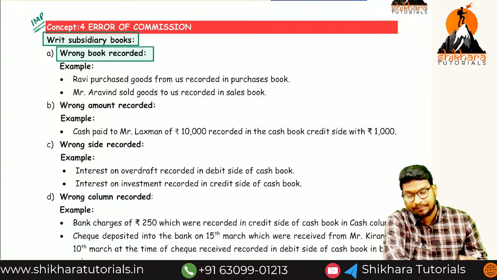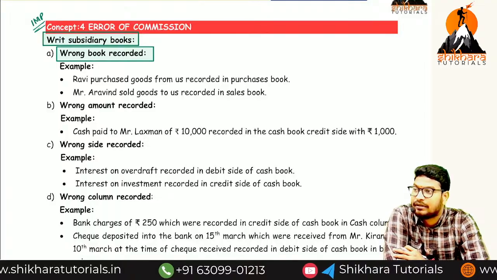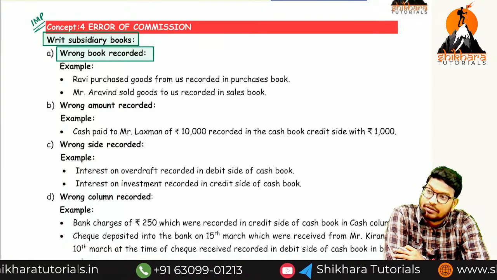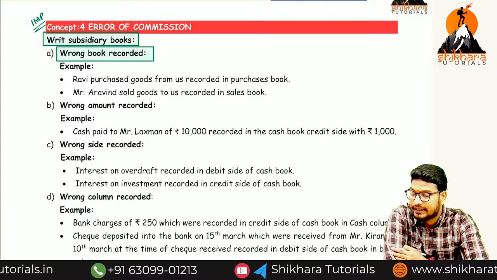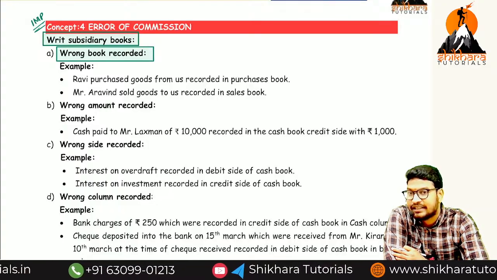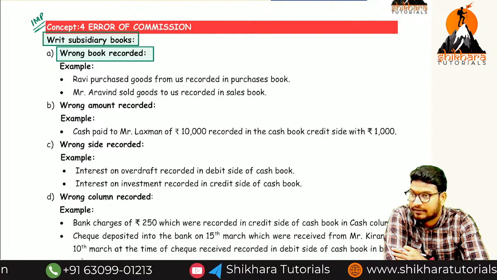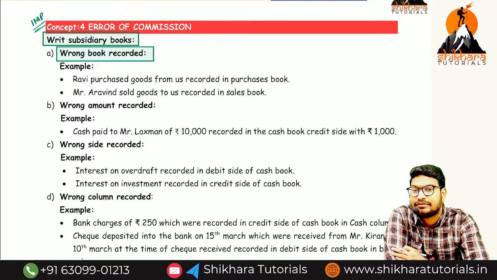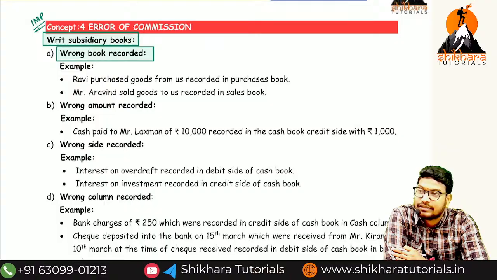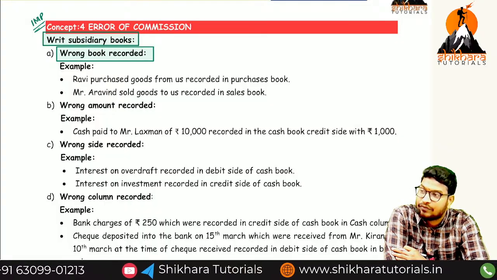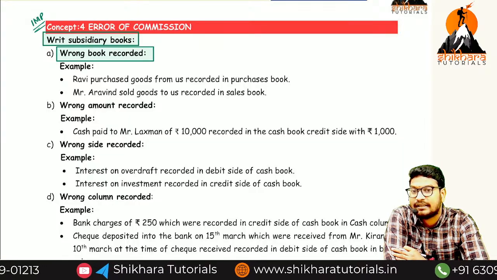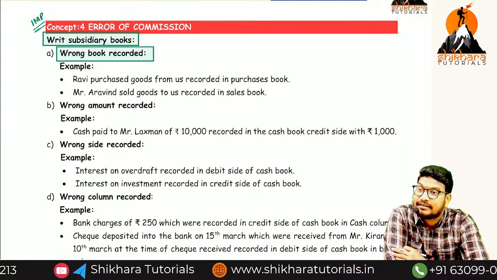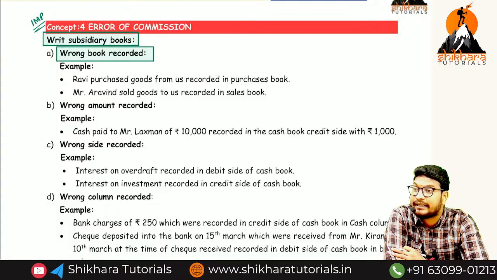In the same way, what is the meaning of purchase returns book? The goods which are purchased on credit, if we return those goods, that transaction will be recorded in the purchases returns book. In the sales returns book, which transactions do we record? The goods which are sold on credit, if those goods are returned by the customer, that type of transaction will be recorded in the sales returns book. In the purchase returns, we use what? Debit note or credit note?